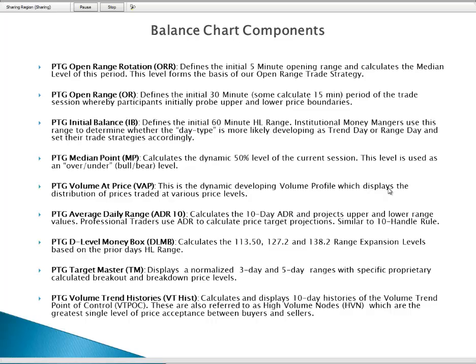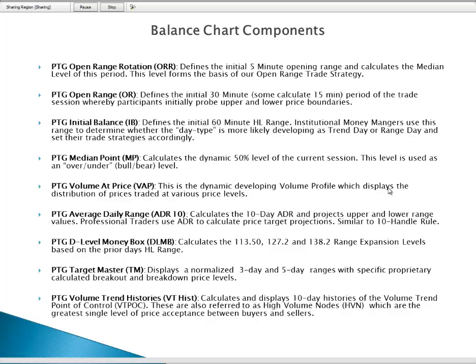The target master, many of you are familiar with. Simply, this displays a normalized 3-day and/or 5-day range, and there are specific proprietary calculations that go into it, which calculate what we've referred to as breakout and breakdown price levels. There are 3 of them to the upside and 3 of them to the downside. We actually hit a couple of those today in today's action.